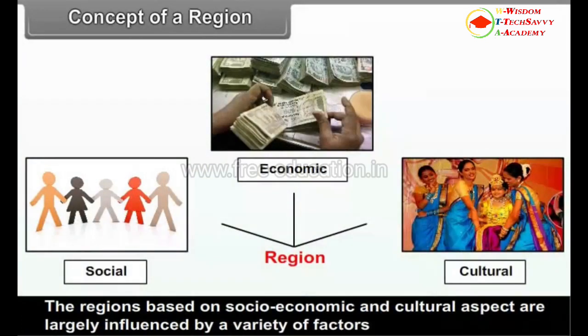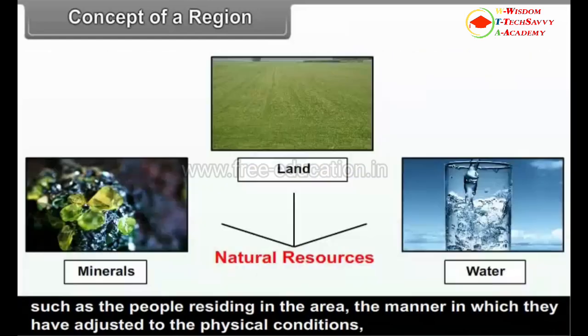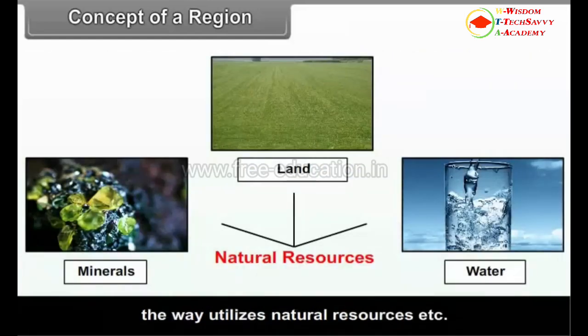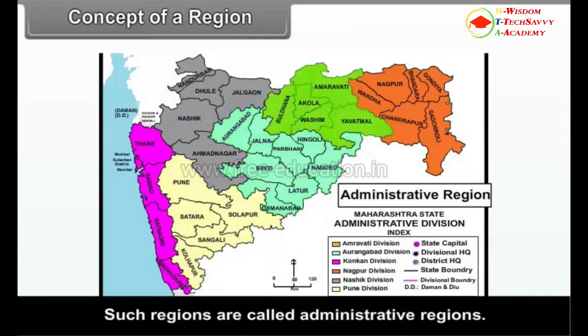The regions based on socio-economic and cultural aspects are largely influenced by a variety of factors such as the people residing in the area, the manner in which they have adjusted to the physical conditions, the way they utilize natural resources, etc. Besides these, for the ease of administration, areas are divided into suitable regions. Such regions are called administrative regions.